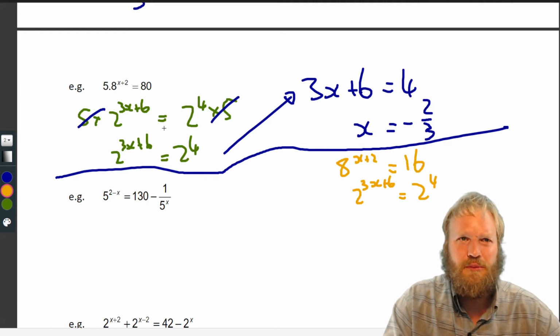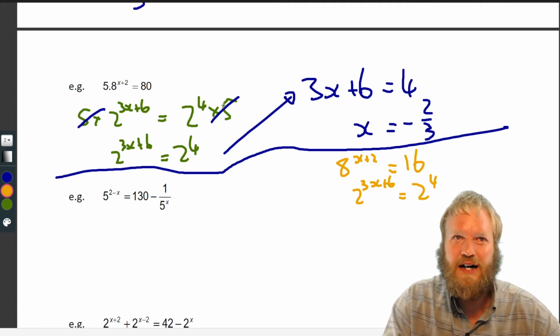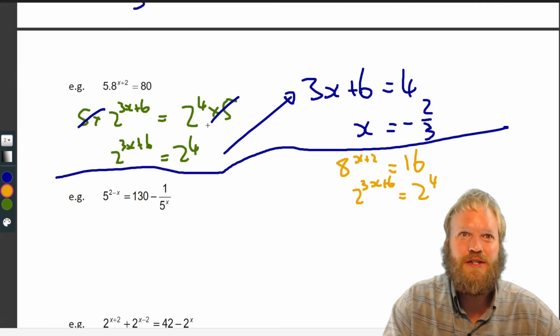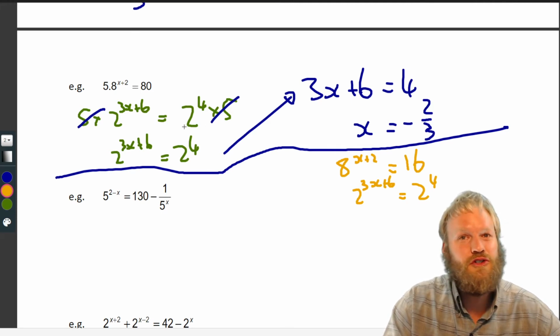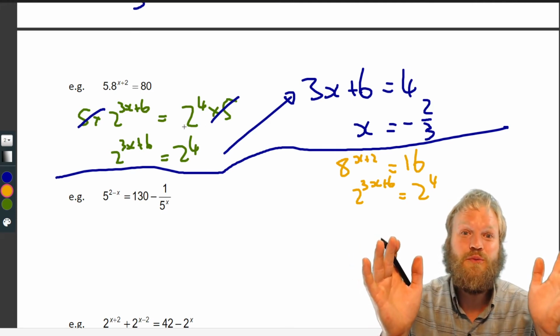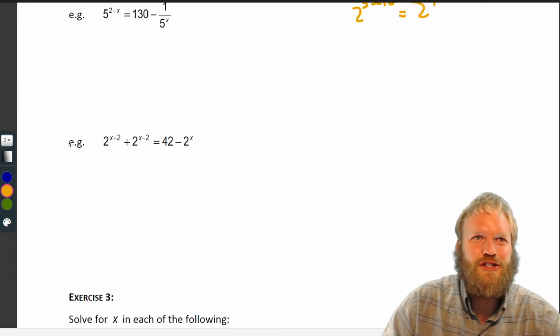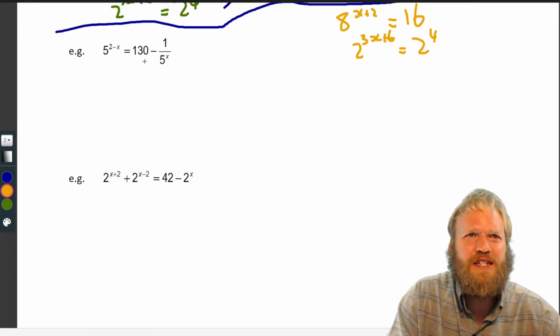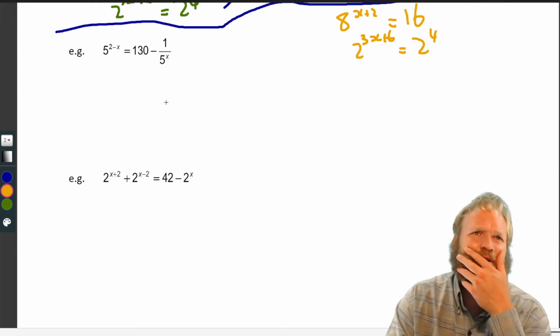I think this one's a bit more elegant in some ways because those 5s clearly showed themselves and we were left with the 2s. Up to you. Okay, let's keep cracking on. Two more. 5 to the 2 minus x equals 130 minus 1 over 5 to the x.